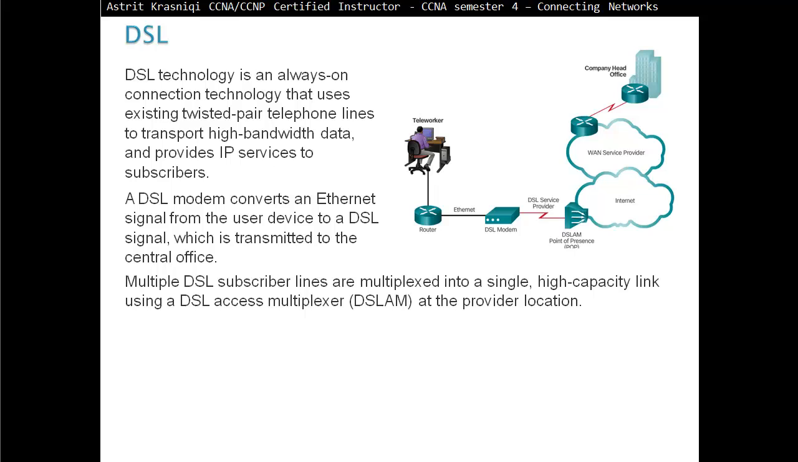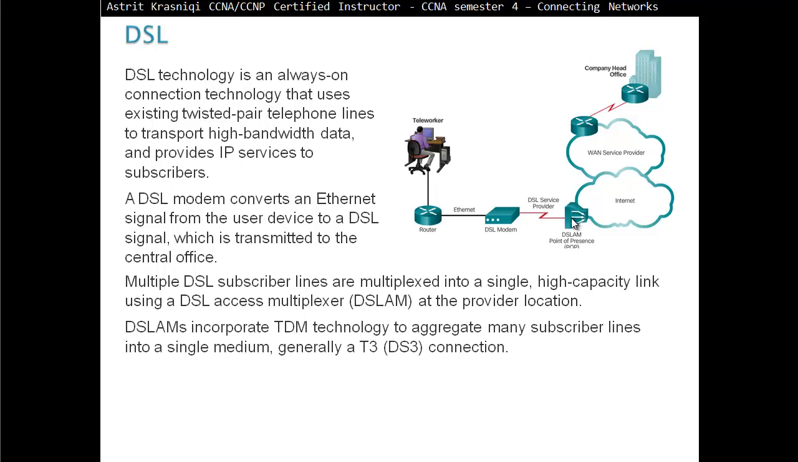Multiple DSL subscriber lines are multiplexed into a single high-capacity link using a DSL access multiplexer, DSLAM, at the provider location. So multiple DSL subscriber lines are multiplexed at the DSL access multiplexer. DSLAM incorporates TDM technology to aggregate many subscriber lines into a single medium, generally a T3, DS3 connection.